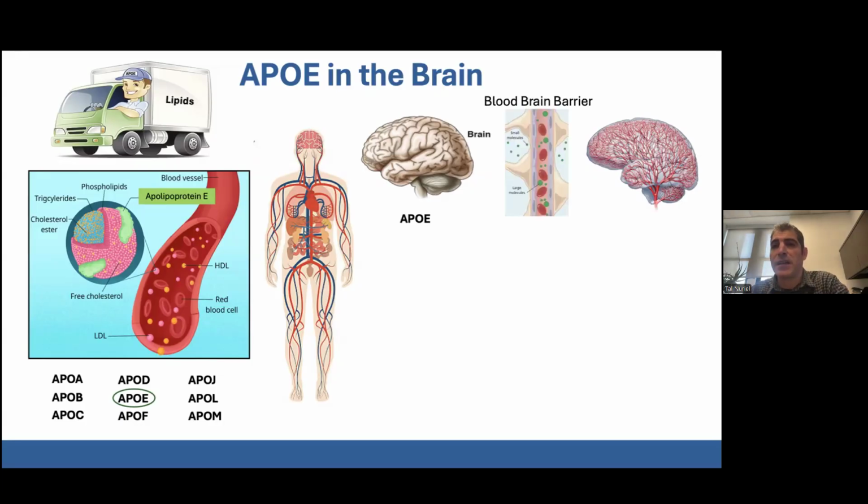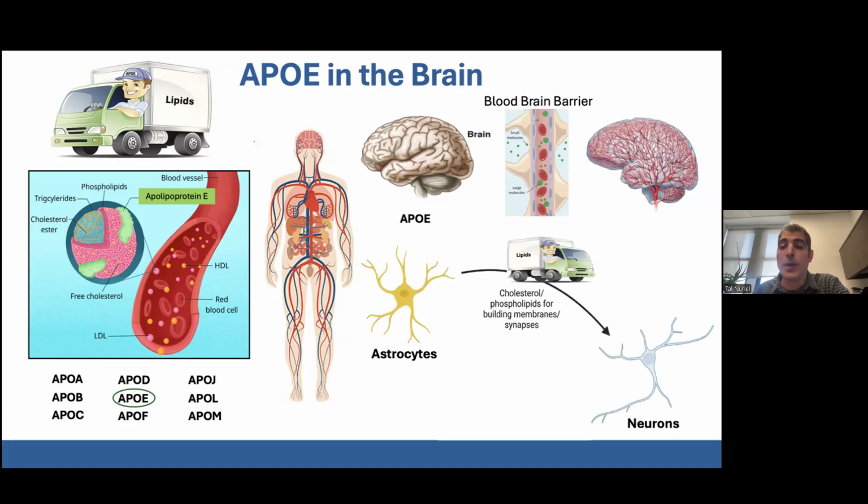But there is this thing called the blood-brain barrier, which creates very tight regulation and doesn't allow anything big coming from the blood into the brain. Small molecules can pass through, but certainly one of these large lipoproteins containing ApoE cannot pass into the brain from the blood, which means the brain has to supply its own lipids and its own apolipoprotein, which is ApoE.